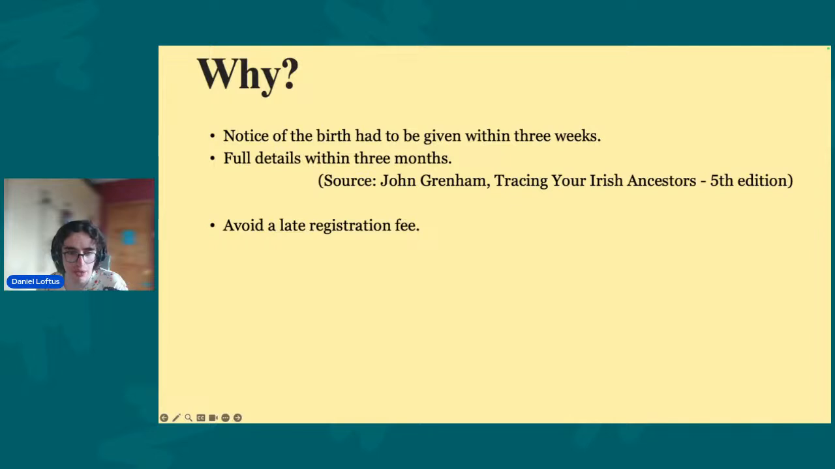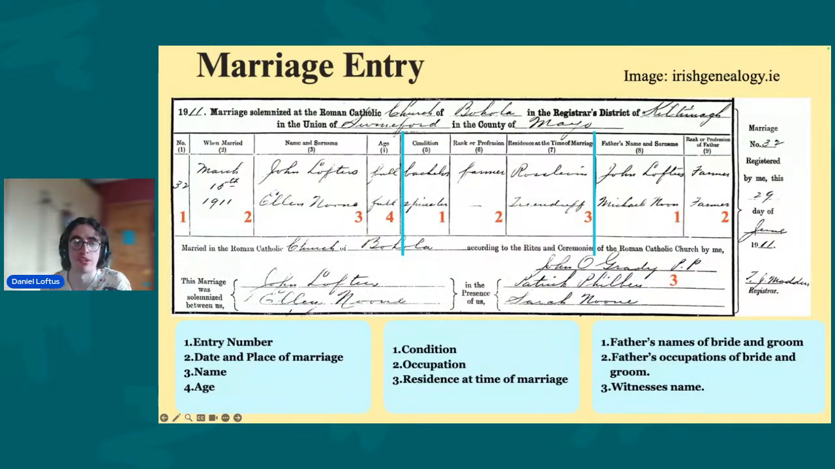Then we go to marriage entries. So looking from left to right, we have the entry number and the date of marriage. This is for my great-grandparents, John Loftus and Ella Noon. I always use these people in my presentations because it just works a lot of the time.